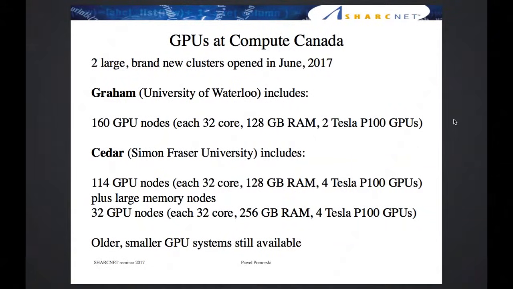Each one of these clusters includes a large number of GPU nodes. On Graham, there are 160 of them. Each one has 32 cores in the CPU, 128 gigabytes of RAM, and 2 Tesla P100 GPUs. And then on the Cedar cluster, which is at Simon Fraser University, there are 114 standard GPU nodes and 32 big memory GPU nodes, and each one of those has 4 Tesla P100 GPUs.